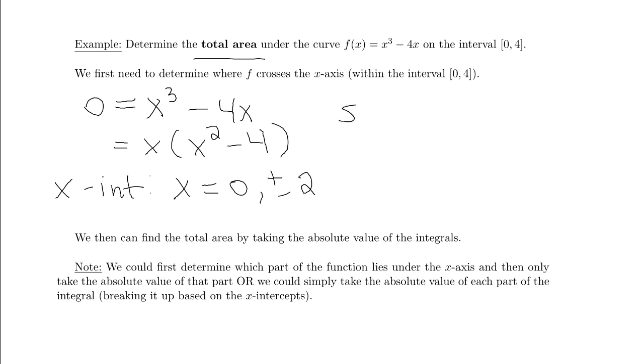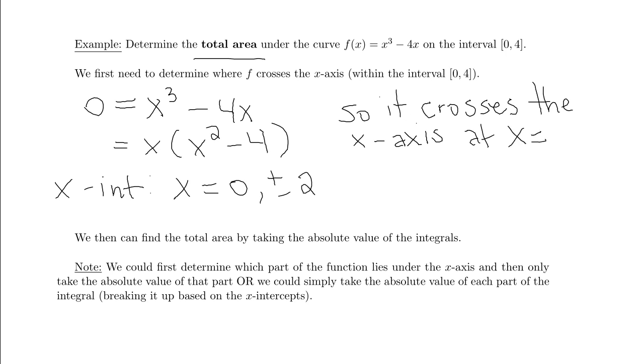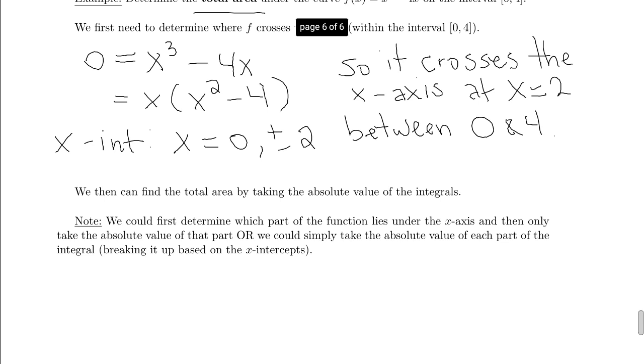So we can say it crosses the x-axis at x equals 2 between 0 and 4. Okay, so now if we want to find the total area, we can take the absolute values of the parts of the function that are negative.